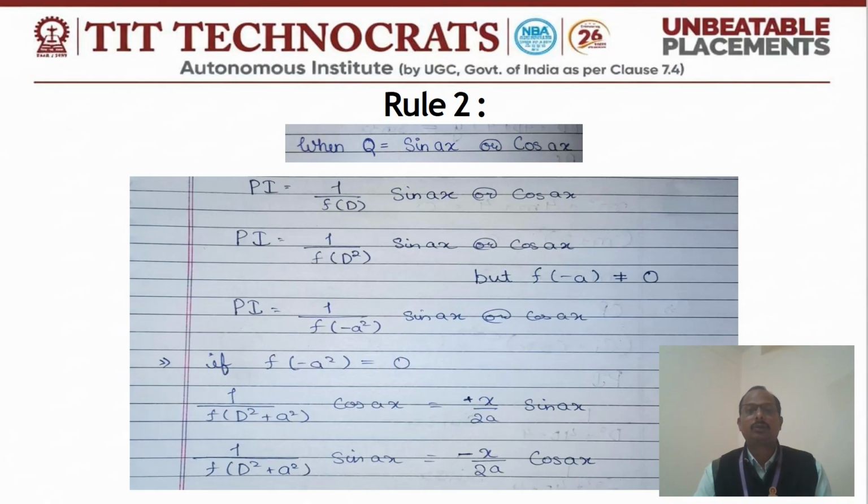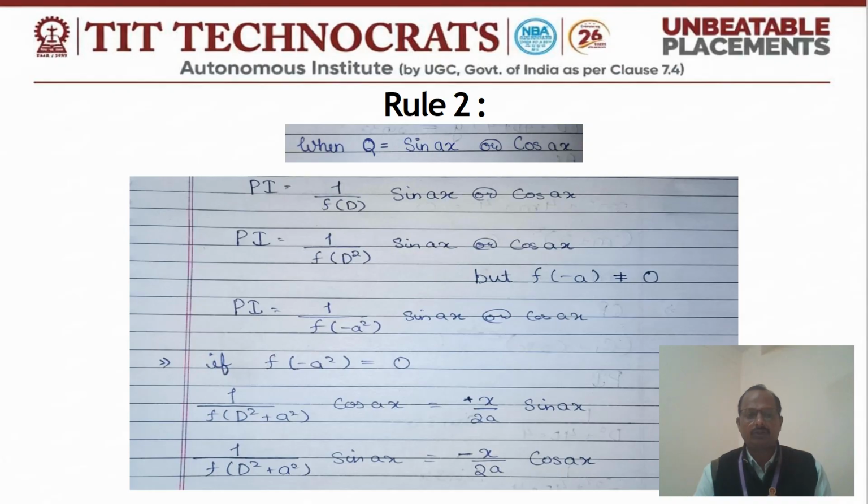Another rule is for Q equal to sin ax and cos ax. In case of sin and cos, you have to be very much particular about sign property. So when you have the term sin, you have to keep the value of a square and then put minus. There is very big difference between minus a square and square of minus a. So you have to first create the square of a, then you have to put minus.